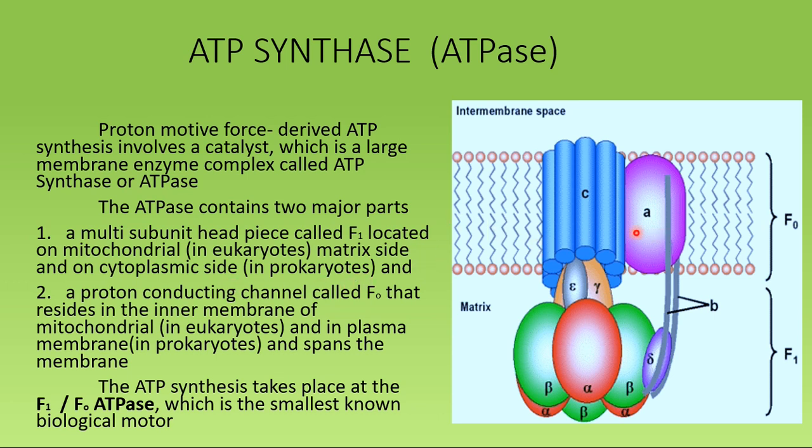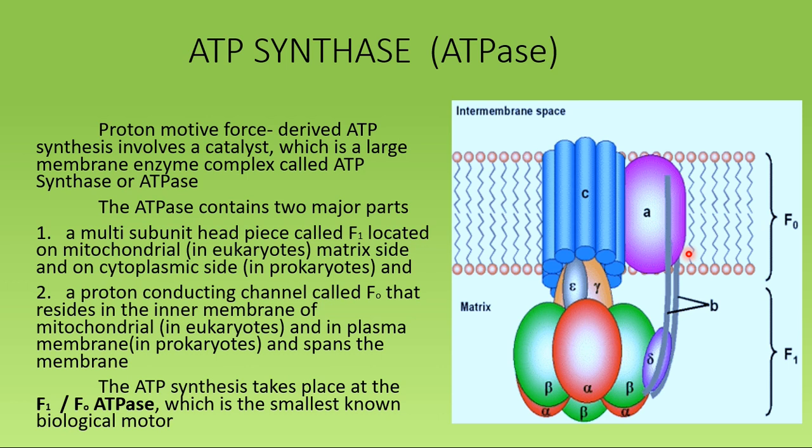Then the second part is F0, a proton conducting channel, that resides in the inner membrane of mitochondria in eukaryotes, and in the plasma membrane in prokaryotes. Now ATP synthesis takes place at the F1 F0 ATPase, which is the smallest biological motor. So in living organisms, the smallest motor is this ATPase or ATP synthase enzyme.